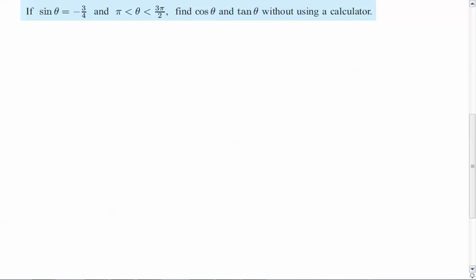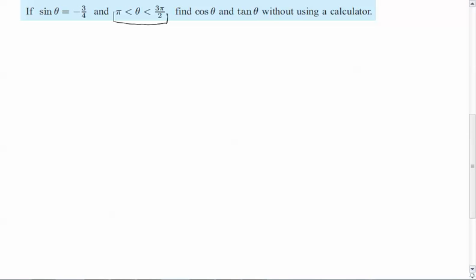All right, here we go. This problem is going to be very similar to the last one. I'm given sine again, and this time I will deal with sine and therefore find cosine and tangent. This also gives me a restriction, and it says that the angle has to be between pi and 3 pi over 2. So my drawing here is going to be very, very important.